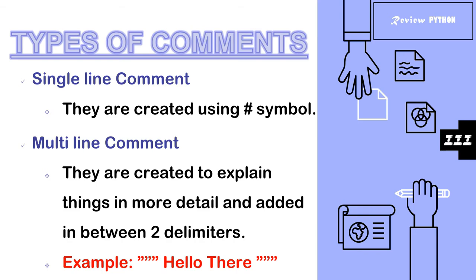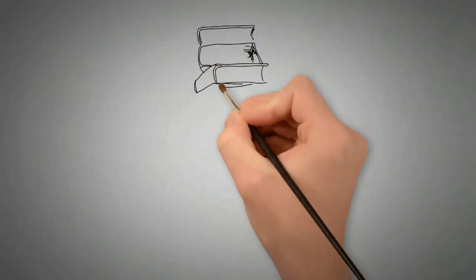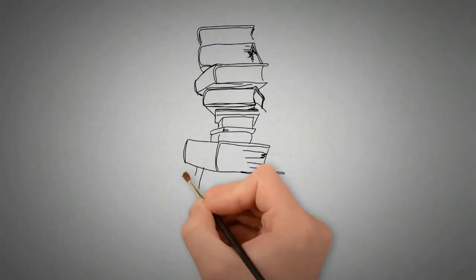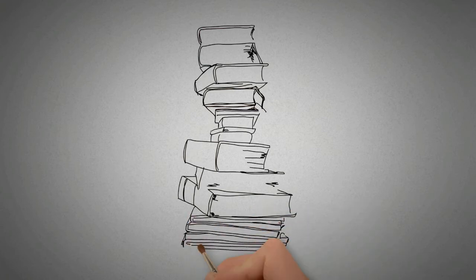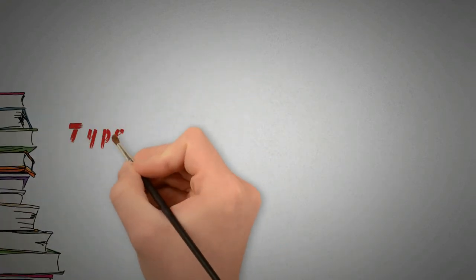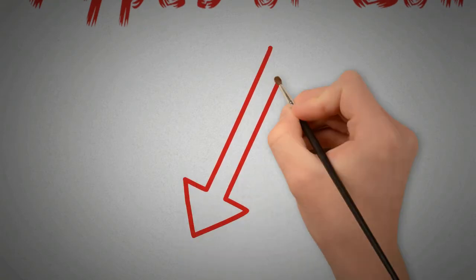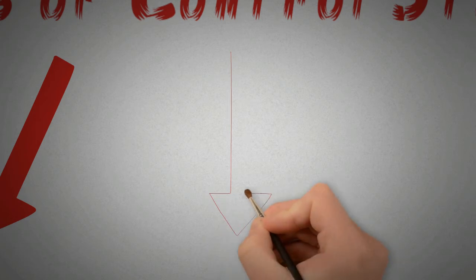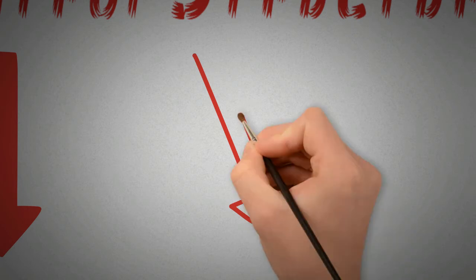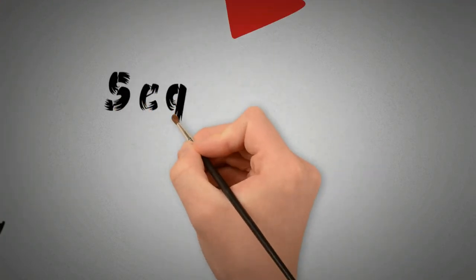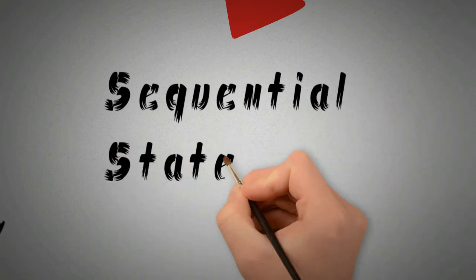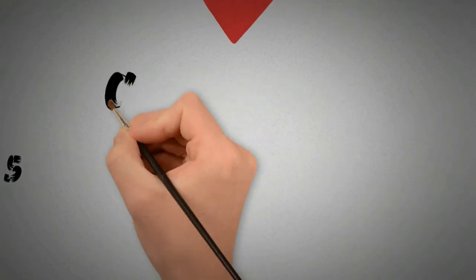Next, we move on to the types of control statements. Now, control statements basically tell you about how the control is going to move within a program, which things are to be executed first and which things are to be executed next. So basically, the control statements are of three types. The first type here is, as you can see on the screen, sequential statements. Sequential statements are the statements which are executed one after the other.